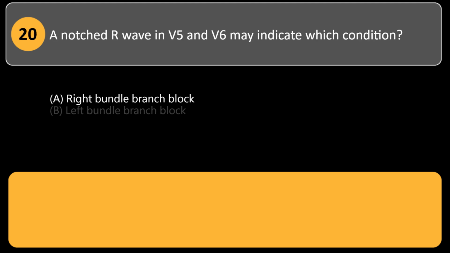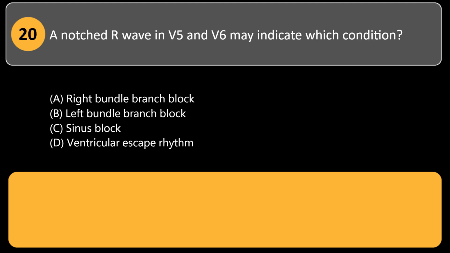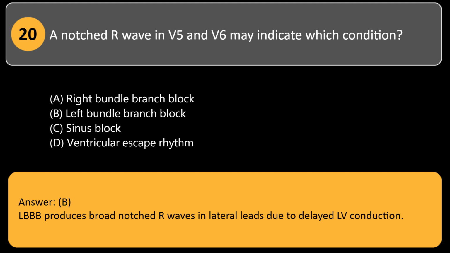A notched R wave in V5 and V6 may indicate which condition? A. Right bundle branch block. B. Left bundle branch block. C. Sinus block. D. Ventricular escape rhythm. Answer B. LBBB produces broad notched R waves in lateral leads due to delayed LV conduction.